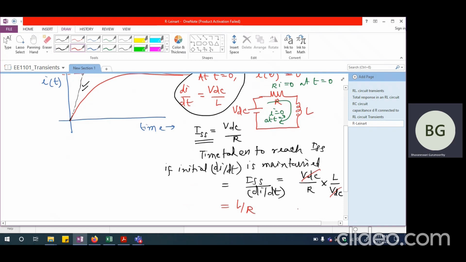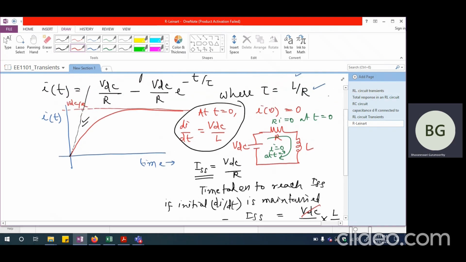So the time constant is that time duration in which the current would have reached the normal steady state value provided the initial di by dt had been maintained. So this is graphically the time constant, what we get, within which duration you are going to have the full value of current reached provided the initial rate of rise is maintained.